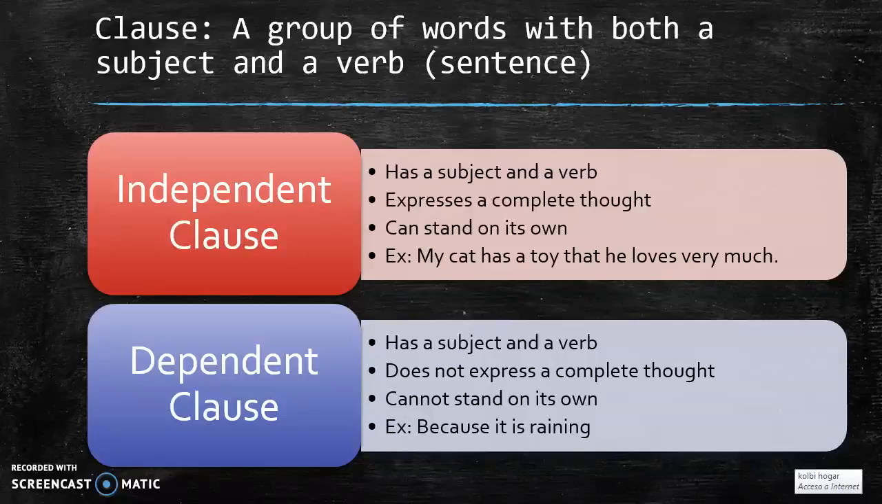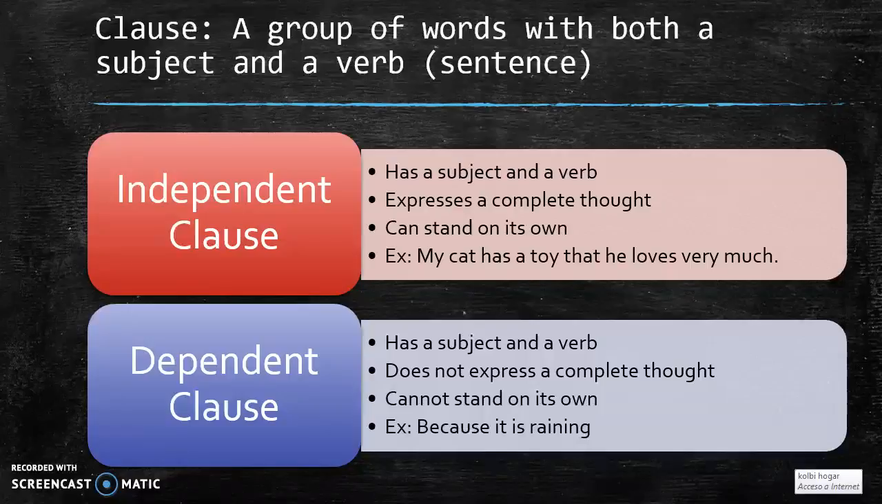Look at the example. My cat has a toy that he loves very much. That sentence, everybody understands it. It has meaning on its own. If you look at the other one, the dependent clause, it has a subject and a verb, as the independent clause, but the changes come after. It does not express a complete thought and it cannot stand on its own.